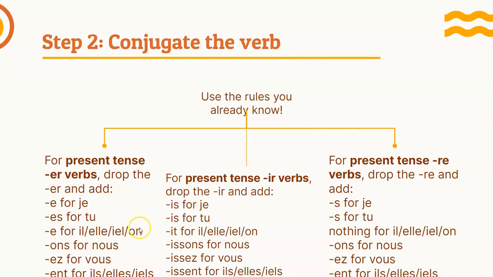But keep in mind your patterns, right? You have probably started to notice already that nous will always end with ONS, just sometimes some extra stuff at the beginning. Same with vous will always end with EZ, just sometimes with some extra stuff. So just keep that in mind.